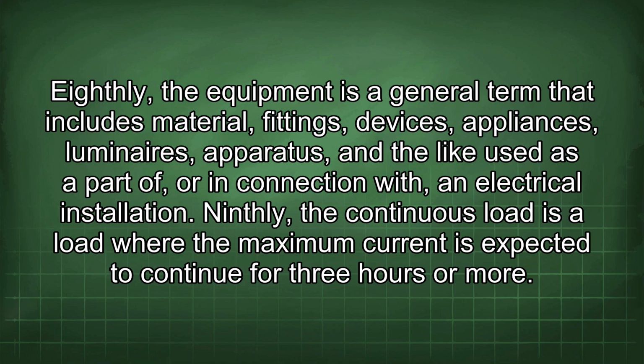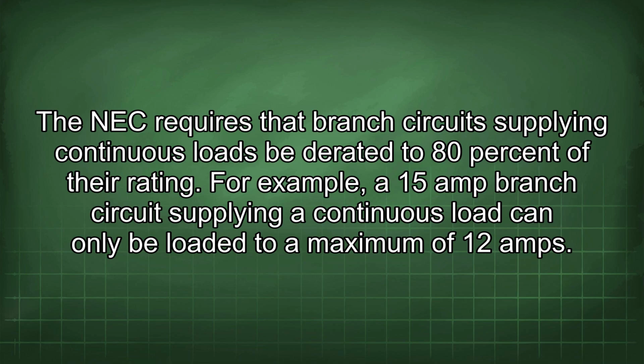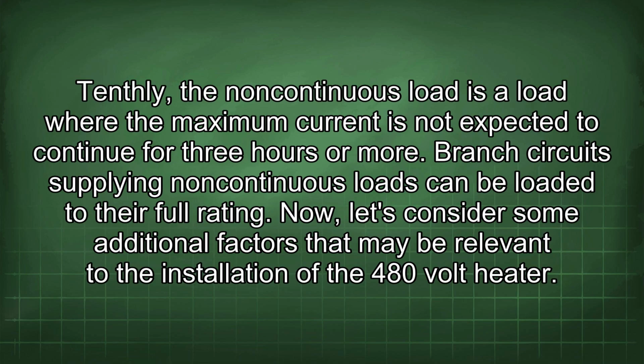Ninthly, the continuous load is a load where the maximum current is expected to continue for 3 hours or more. The NEC requires that branch circuits supplying continuous loads be derated to 80% of their rating. For example, a 15 amp branch circuit supplying a continuous load can only be loaded to a maximum of 12 amps. Tenthly, the non-continuous load is a load where the maximum current is not expected to continue for 3 hours or more. Branch circuits supplying non-continuous loads can be loaded to their full rating.